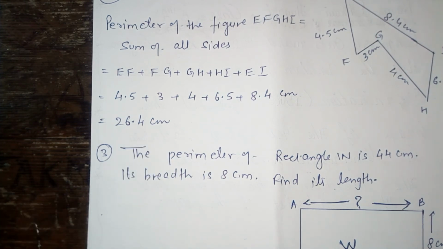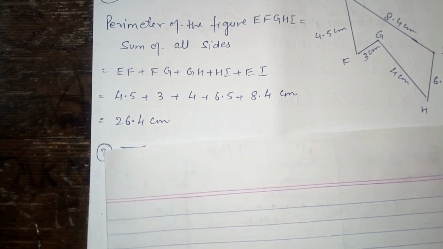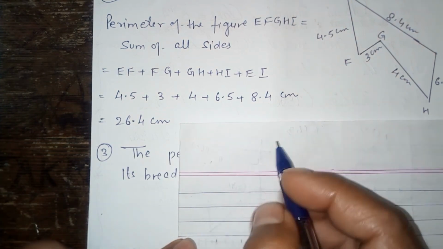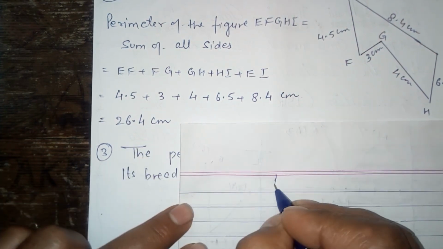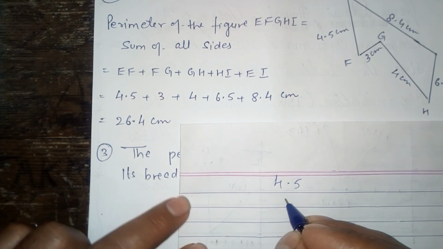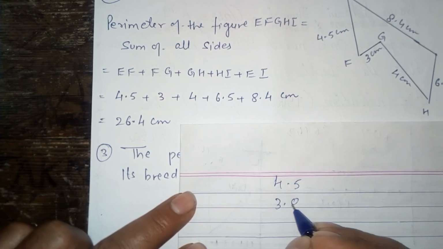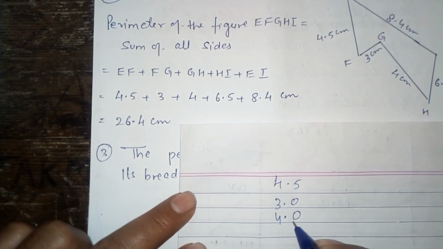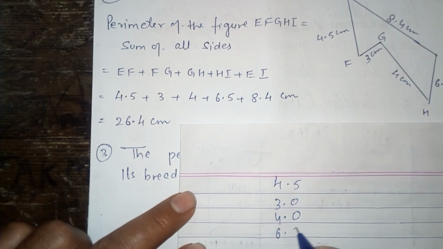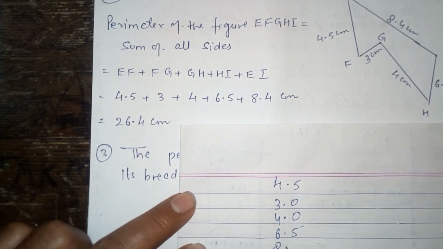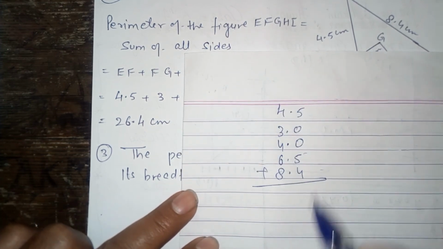Okay. How will you add these numbers? Now look here, my dear student. This is 4.5. This is 3, means 3.0. 4 means 4.0. 6.5 and this is 8.4. Okay. How will you add?